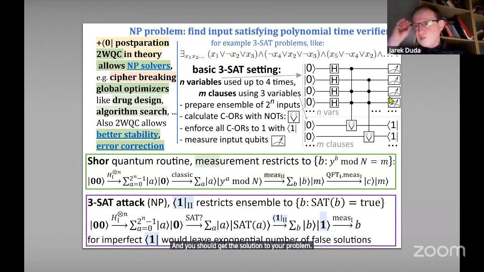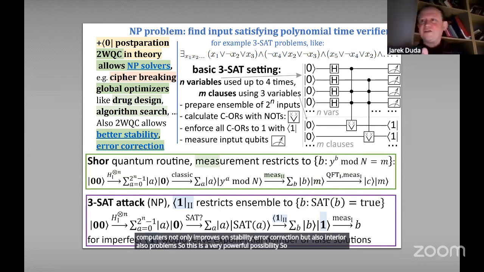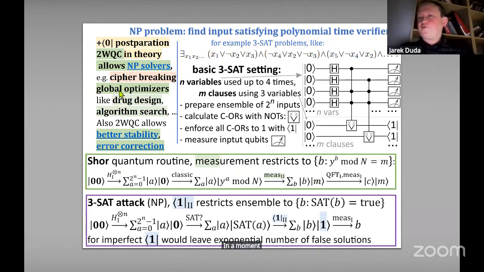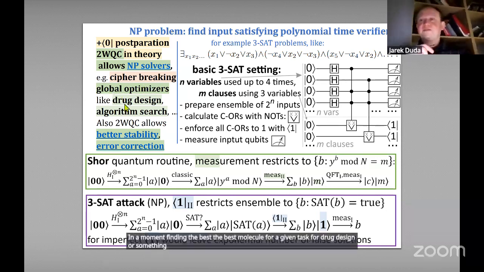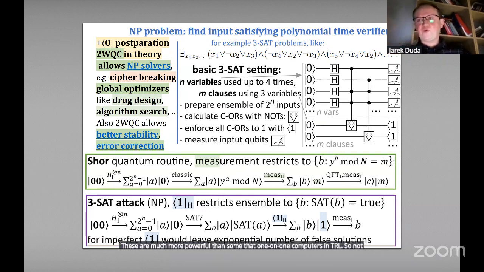So yes, in theory, two-way quantum computers not only improve stability and error correction, but in theory also attack NP problems. This is a very powerful possibility. If we get it working, I think we could, for example, make global optimizers, like finding the best molecule for a given task for drug design or something. So finally, these are much more powerful than standard one-way quantum computers in theory. Not BQP problems, but post-BQP.